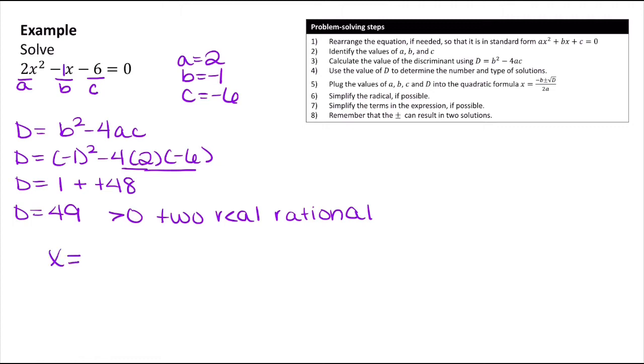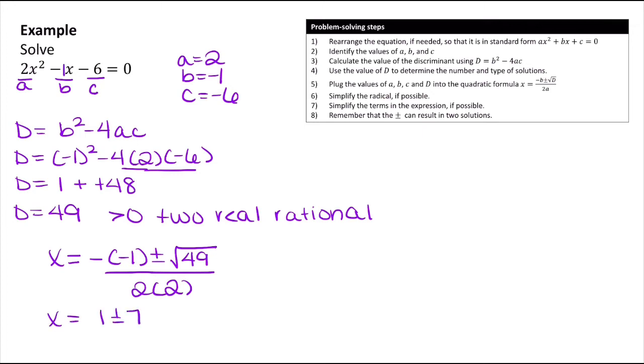So I have x equals -b, so -(-1), plus or minus the square root of 49, right? Because I can just plug in D, and that's all over 2 times 2. Okay, so that's going to simplify. I have x equals 1 plus or minus the square root of 49, which is 7, and that's all over 4. Well, that 1 plus or minus 7 over 4, I get two solutions, right? I have x equals (1 plus 7) over 4, and I have x equals (1 minus 7) over 4. All I did was take that plus or minus and separate it into two solutions.